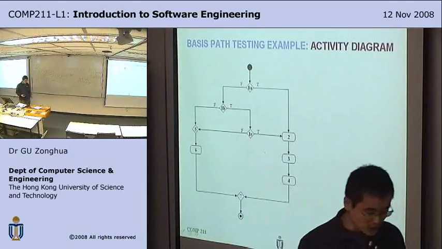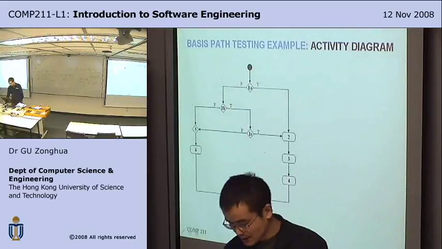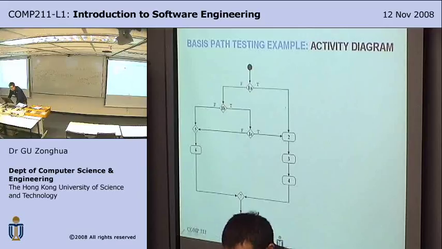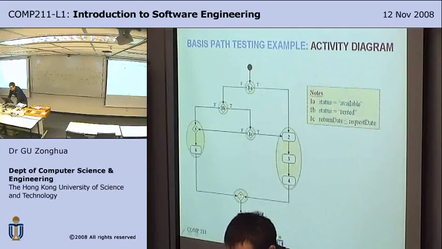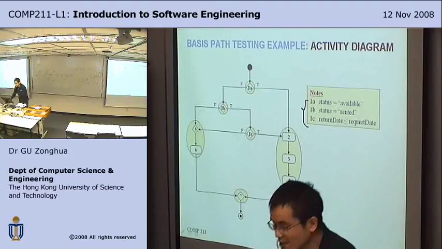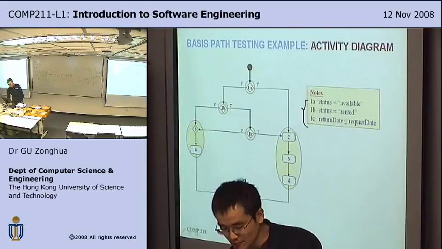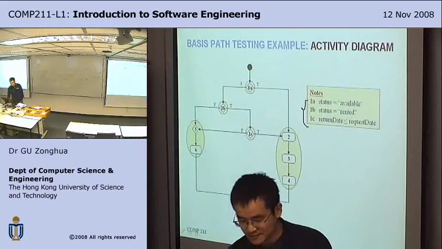So draw the flow graph. You can start with the activity diagram, or you can directly draw the flow graph. So let's start from the activity diagram. Again, statement 1 gets mapped into 3 nodes, 1A, 1B, and 1C, because it's a compound condition. And 2, 3, 4 gets mapped into a single flow graph node because it has no internal branching, and 5 and 6 gets mapped into a single node, and finally 7.